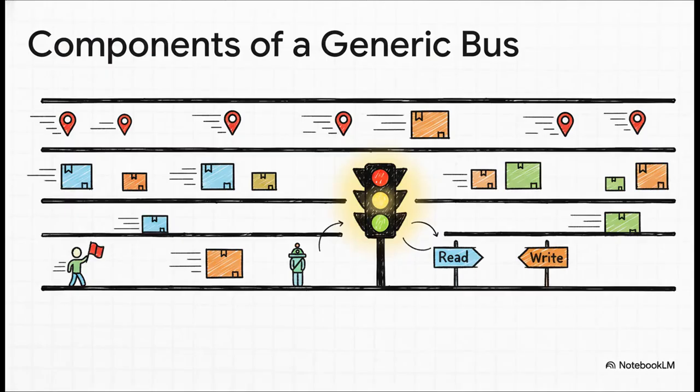A typical bus has different lanes for different jobs. You've got the address lines, which are like a GPS coordinate telling everyone where the data needs to go. The data lines are like the cargo trucks, carrying the actual information. Then there are control lines, which direct traffic, signaling whether we're reading or writing data. And finally, the clock signal acts like a master traffic light, making sure every single action happens in perfect sync.